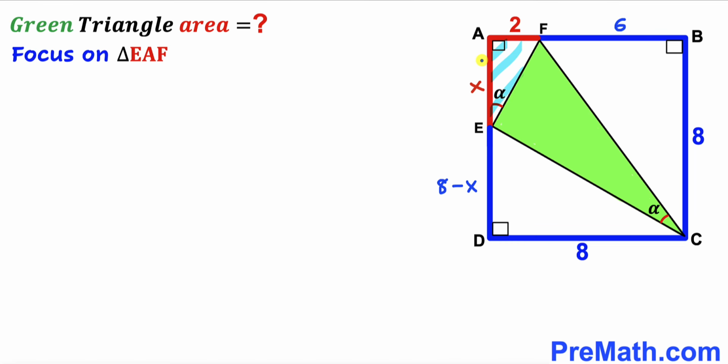Now we are going to focus on this tiny right triangle EAF. Let's recall the trigonometric ratio: tangent of theta is always equal to opposite side divided by adjacent side. So in this triangle EAF, for this angle alpha, our opposite side is 2 and our adjacent is x. Therefore we can write tangent of angle alpha is equal to 2 divided by x. I'm going to label this as our equation number 1.